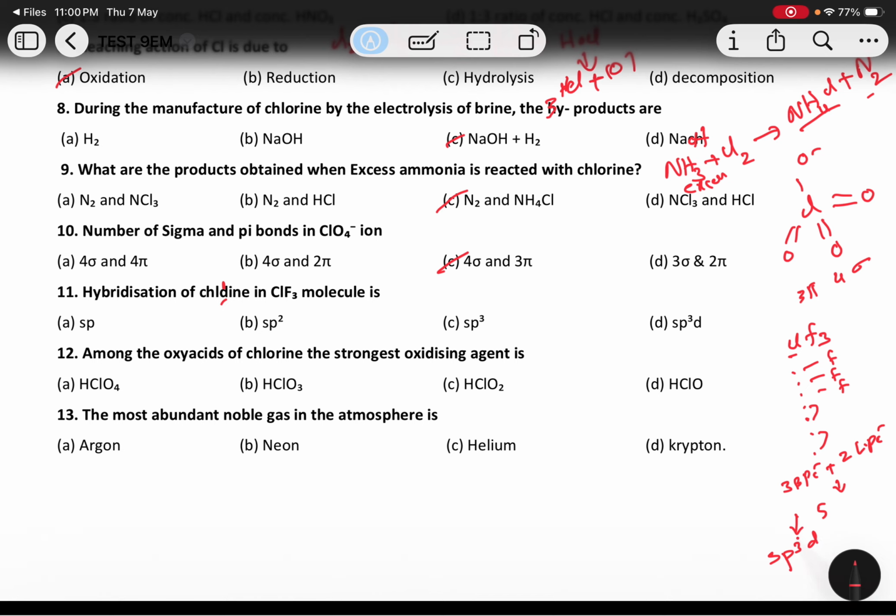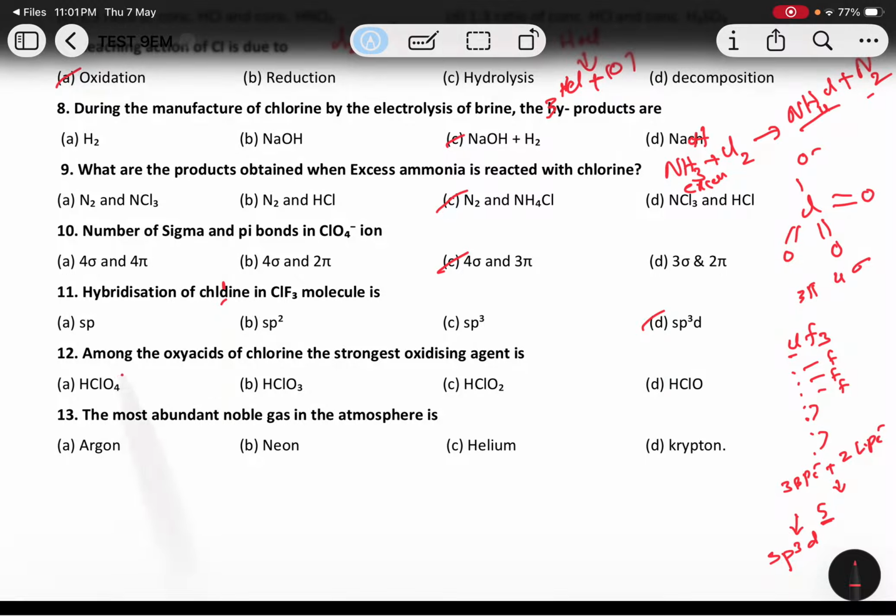I remember it easily: s is 1 orbital, p is 3, d is 5. By totaling these orbitals we get the total number. sp3d: s1, p3, d1, so total 5. So the hybridization in this case is sp3d hybridization. sp3d with 2 lone pairs means the structure is T-shape.